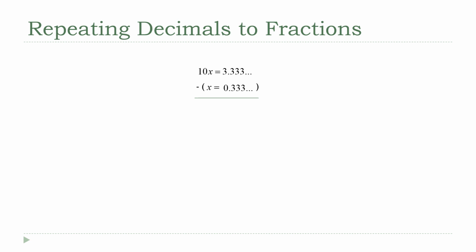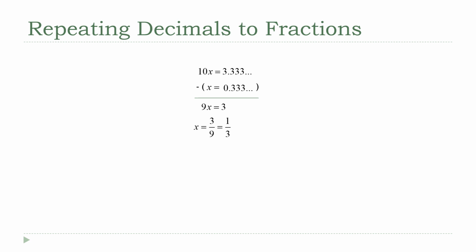10x minus x, that's just 9x. It's the other side where things get interesting. 3 minus 0 is 3. 3 minus 3 is 0. 3 minus 3 is 0, and it zeroes all the way down. The fraction part is going to go away. Right, so this is going to become just 9x equals 3. If we divide both sides by 9, x is equal to 3/9, which reduces to 1/3.